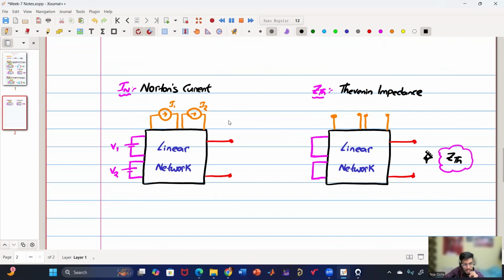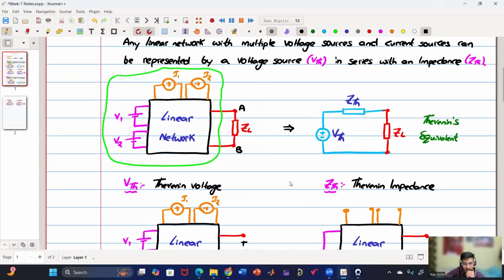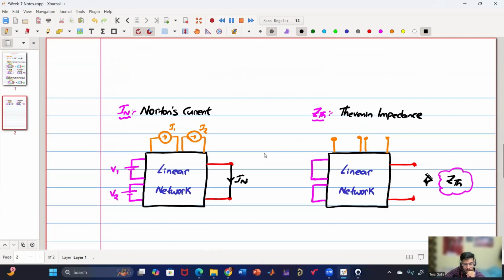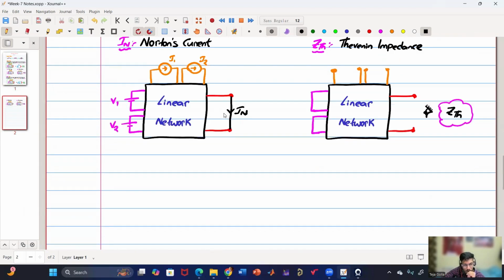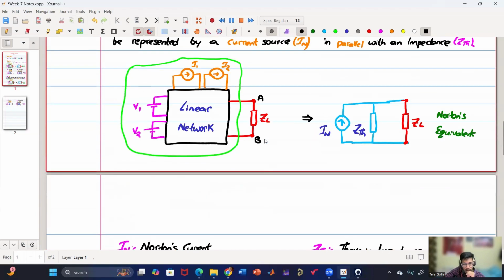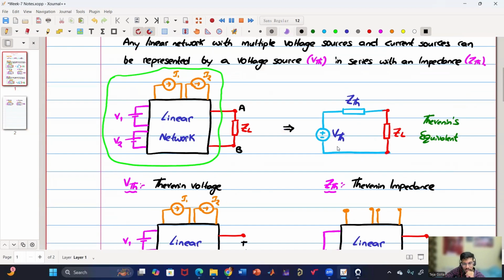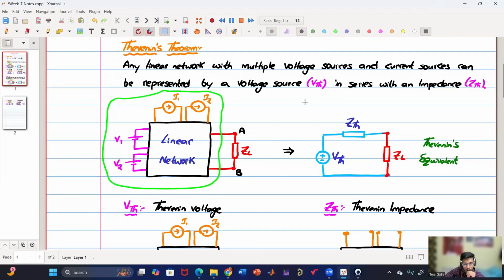So in the case of Norton current, we will short this because in the Thevenin's equivalent, it was open, and we are finding the open circuit voltage. Here in the case of Norton, we are finding the Norton current. So we short it and then find the Norton current. And there is also a relationship between Thevenin voltage as well as Norton current.